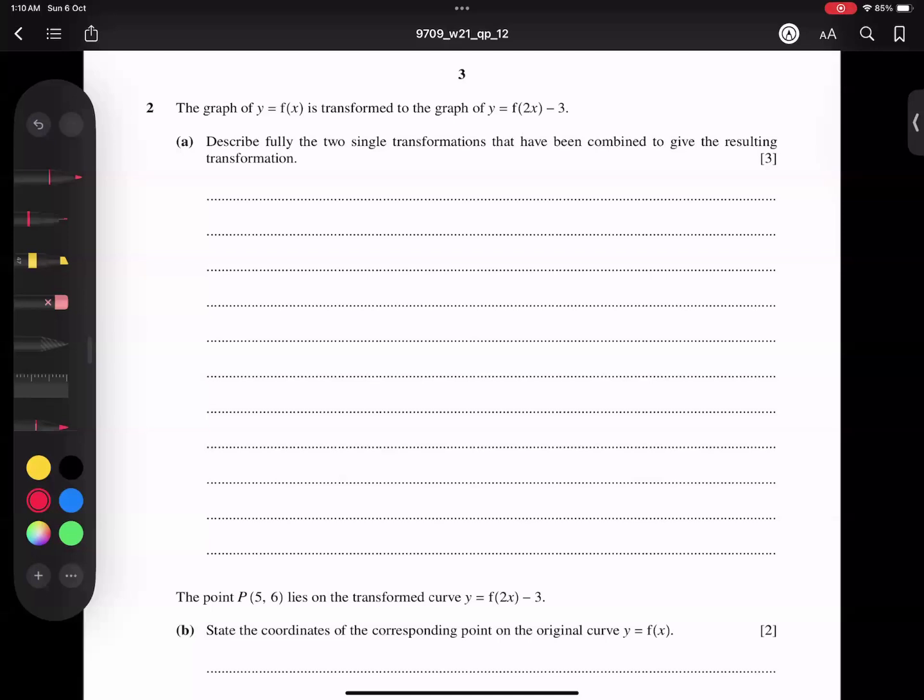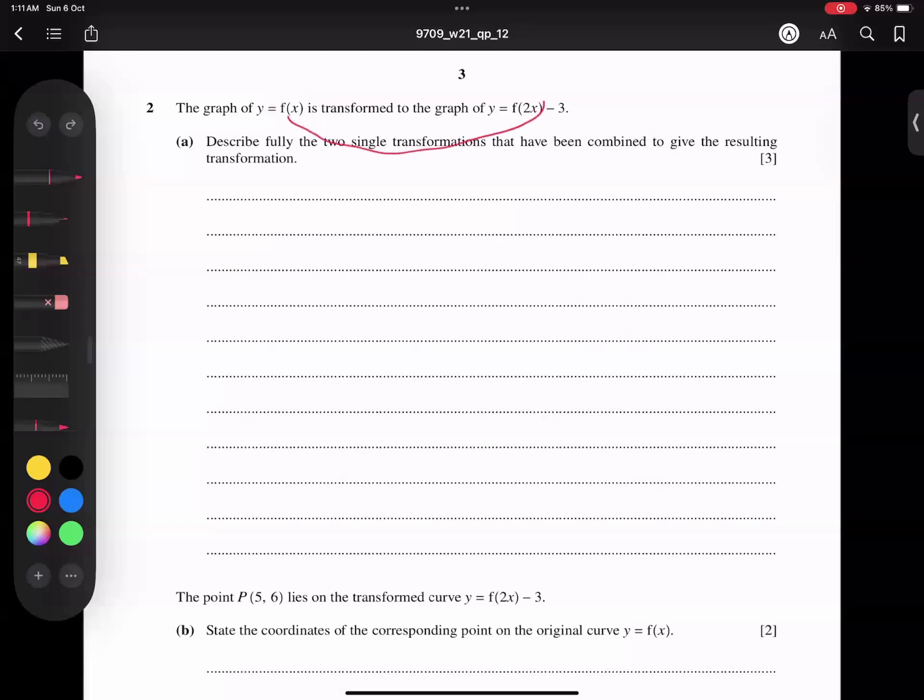Have a look here, students. This is October 2021, second variant. The question is, the graph y is a transformation of the curve. This is a parent function, and after transformation, we get this. Describe fully the two single transformations that have been combined to give the resulting transform. So let's see what is happening here.